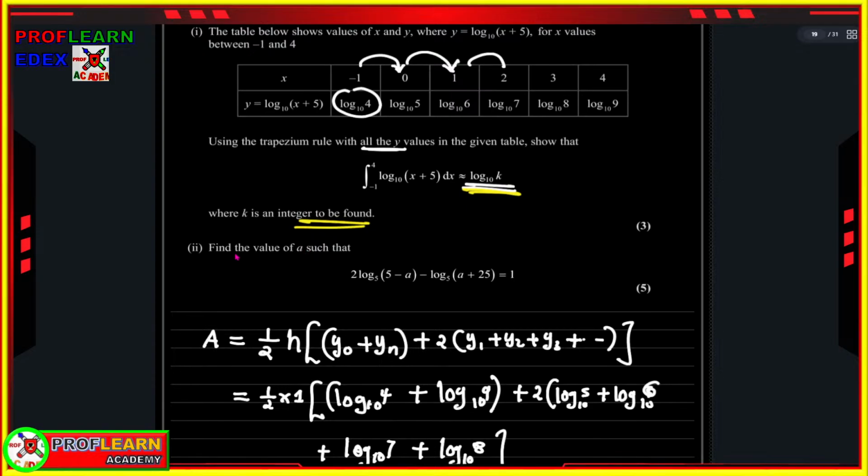Now let's move to Roman 2. In Roman 2, find the value of a such that 2 log base 5 of (5 minus a) minus log base 5 of (a plus 25) is equal to 1. Let me write it so that I can copy it down.